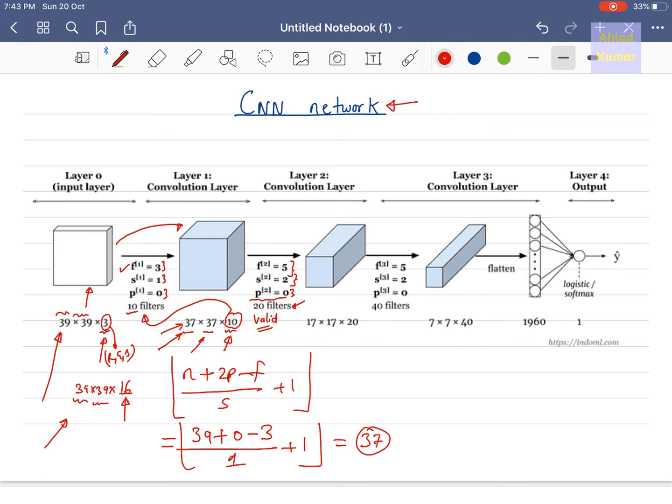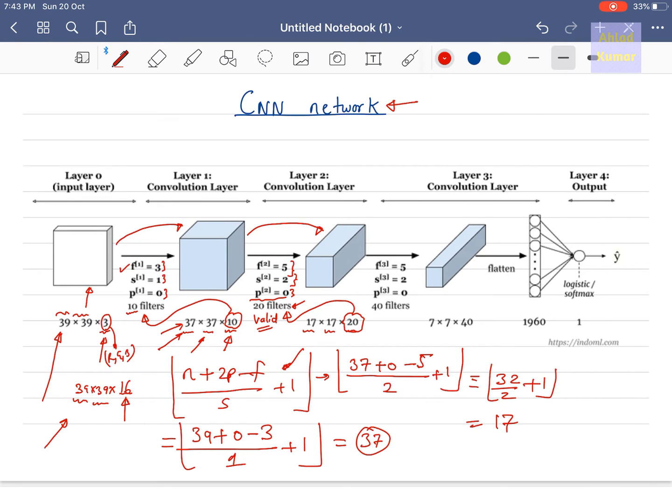And again we are using 20 filters in this particular layer. So you can see here this volume is transformed to this with the third dimension changed to 20, and this 20 is coming because we are using 20 filters in this particular transformation. And this 17 is coming because n here is 37, padding is 0, the filter size is 5, and now the stride has become 2. So if you put this into the formula which is given over here, you will get this, which is equal to 32 divided by 2 plus 1, which is 17. So here it is 17 now.